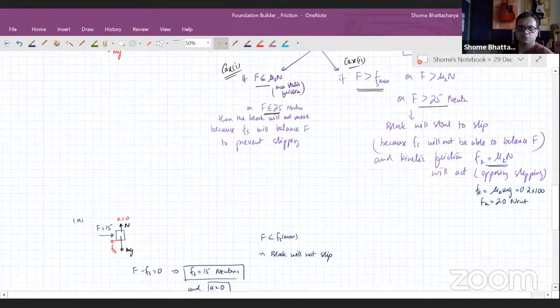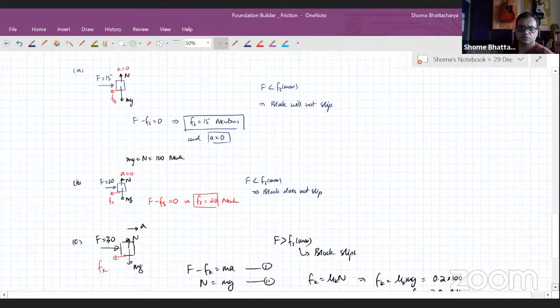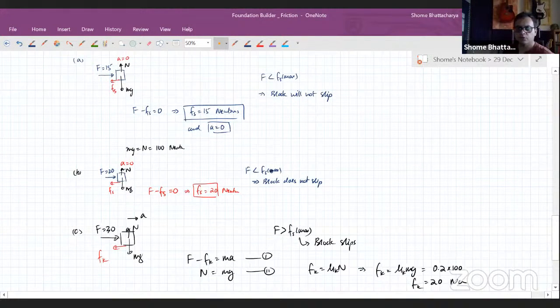Okay, so I hope these individual parts A and B and C are clear now. And soon we'll move on to part D, where the force we are applying is 35 newtons instead of 30.